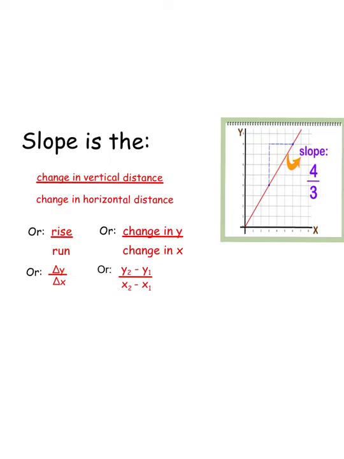Now slope, depending on what your teachers in the past have shown you, is either the change in the vertical distance over the change in the horizontal distance, which is this. Sometimes it's called rise over run. Sometimes change in y over change in x. Sometimes there's a little triangle. It says triangle y over triangle x. That symbol is a delta symbol, and it means change. And today we're going to discuss a formula, which is y2 minus y1 over x2 minus x1.